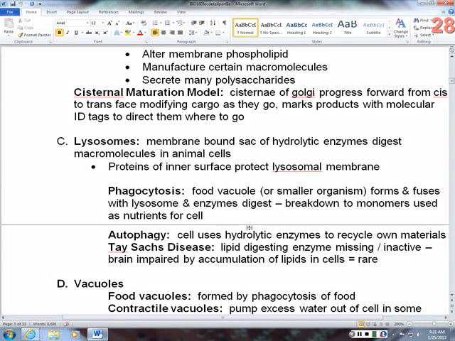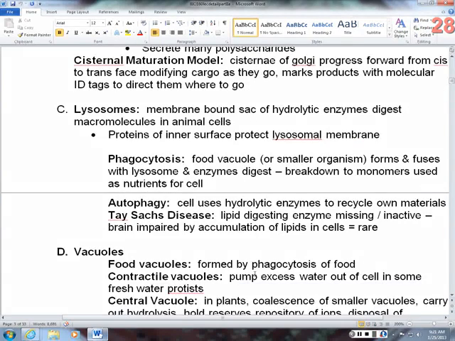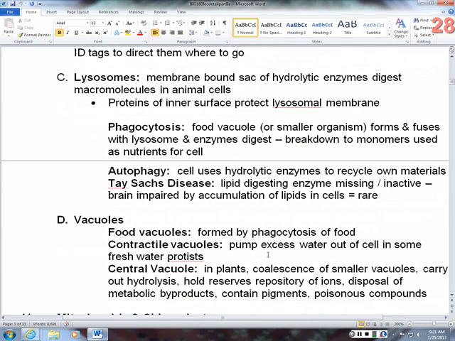Sometimes we do want to digest what's in our own cell. So if one of your cells has turned bad, you want to be able to eliminate it. And autolysis or autophagy is when the cell uses the hydrolytic enzymes to recycle its own materials. And this is actually really important that this happens. One example of a disease from this not happening is Tay-Sachs disease. It's got a lipid digesting enzyme missing, so you don't actually break those down and the lipids start to accumulate in the brain for the person.